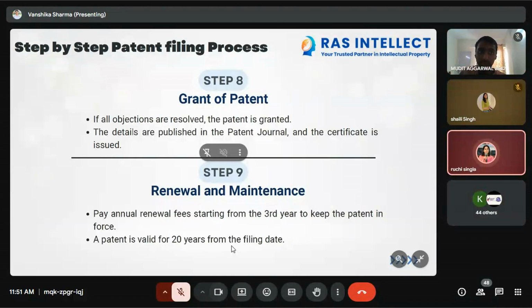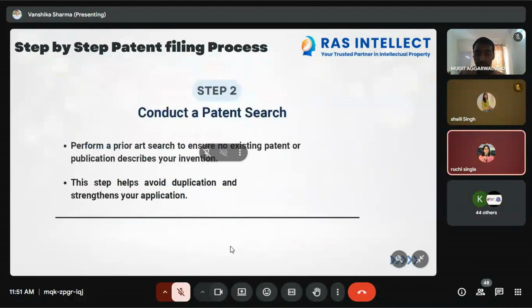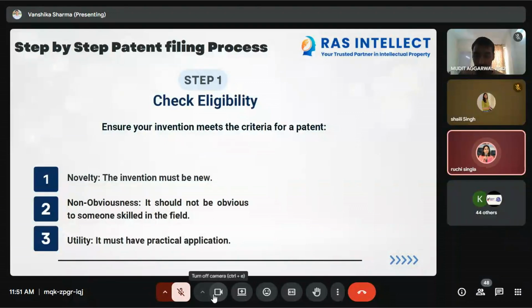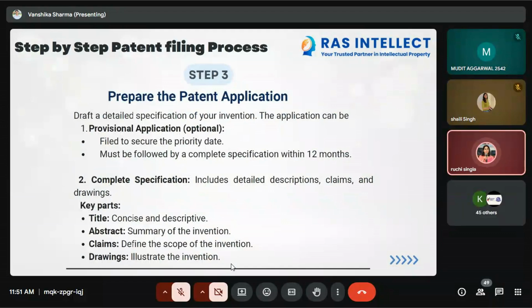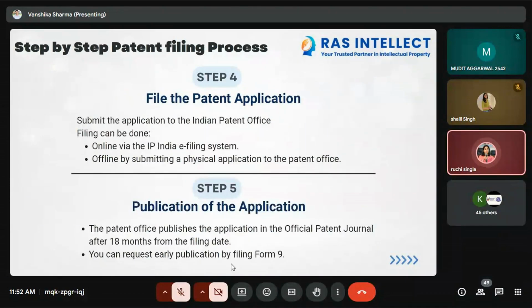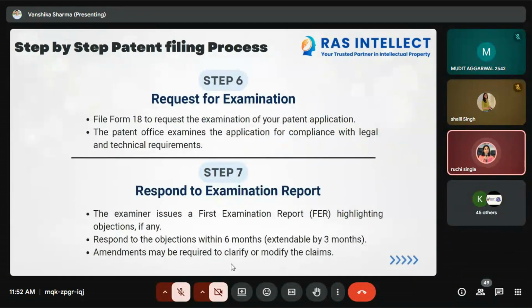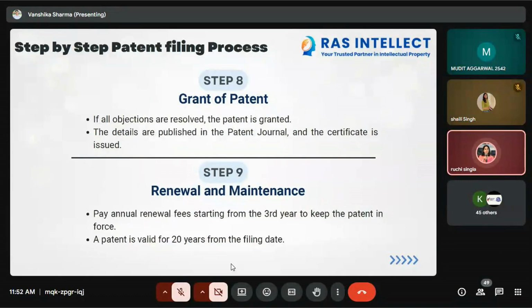Vanshika, can you go to the step 1? We can have a quick review. So checking the eligibility. Next is conducting a patent search. Next is preparing the patent application. You can move forward with the provisional application or a complete specification. Next, please. Filing the patent application, publishing the application. Next slide, please. Requesting for examination, responding to the examination report, grant of the patent, and paying the annuity fee. So these are the steps for the patent filing.